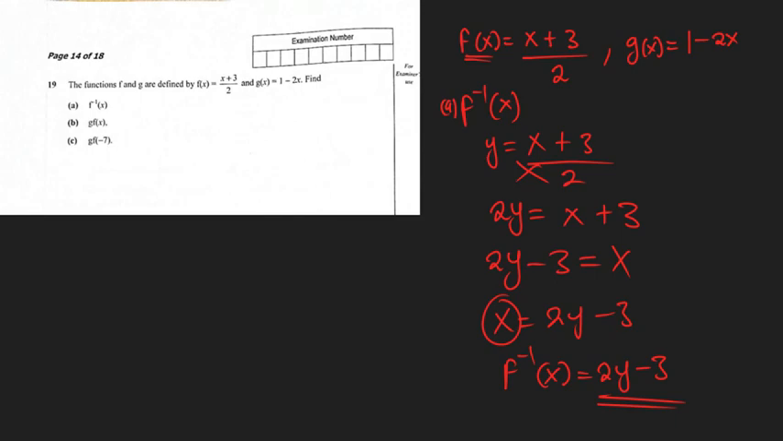Now this question is saying f of g of x being defined at some point x. So this one is simply saying get your function of f of g of x. Then wherever there is this x, replace it with the function of g.